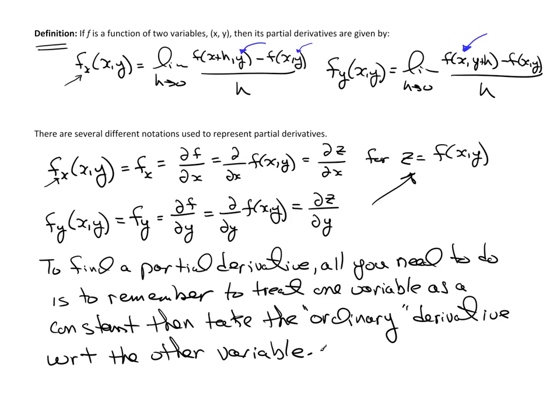So if I'm taking the derivative with respect to x, I'm just going to treat y as if it were some constant and then take the derivative like I would normally take it. If I'm taking the partial with respect to y, I'm going to treat x like it was a constant and then take the derivative with respect to y just like I would normally do.